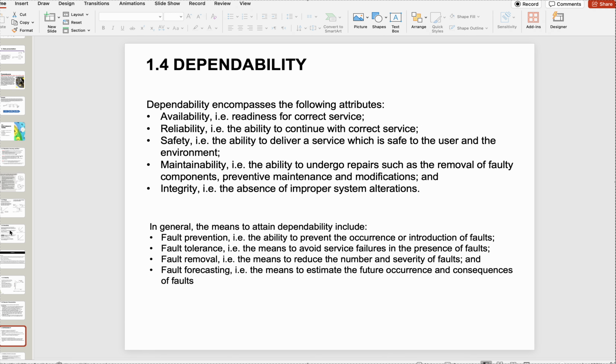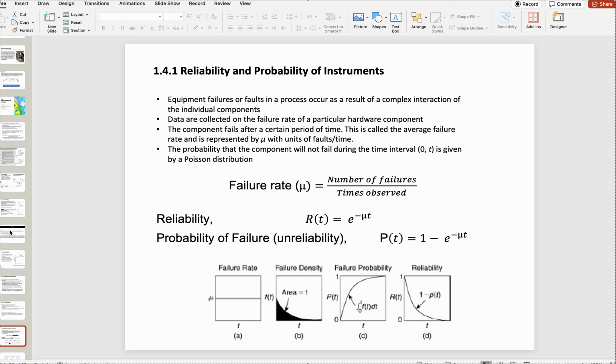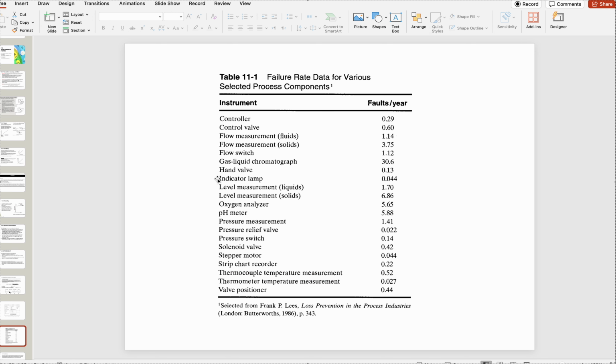At least you understand the reliability with dependability. Now we have a problem here where we can calculate the reliability of the system and the probability of failure, which depends on the failure rate, which is mu. So if you look at the failure rate, for example, you have a control valve, and the failure rate is 0.6. So the mu is 0.6.